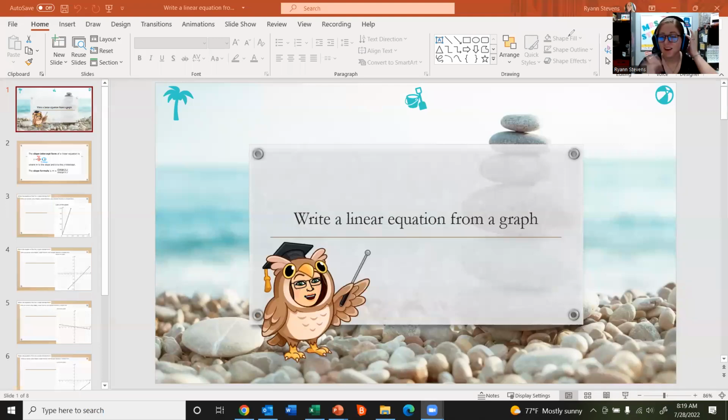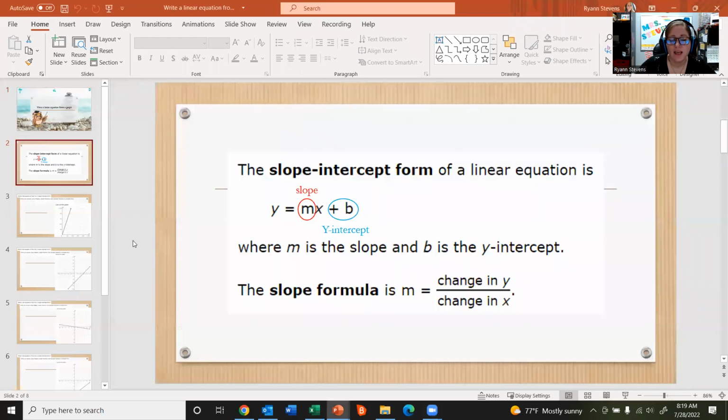Hey everyone, we are going to look at writing a linear equation from a graph. So some things we want to remember is when you're writing a linear equation from a graph, typically we put it in what's called slope-intercept form, which is where we see y equals mx plus b.